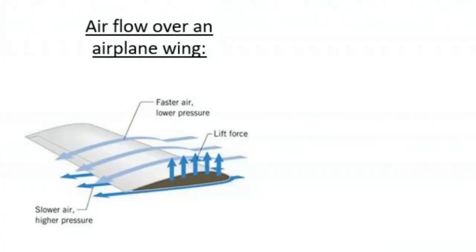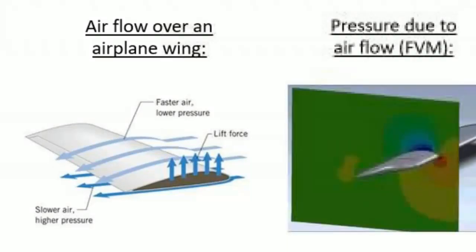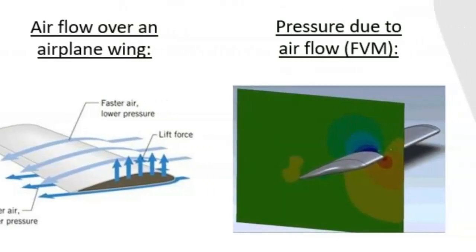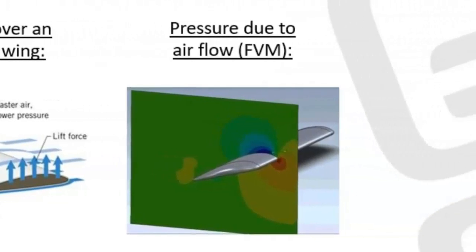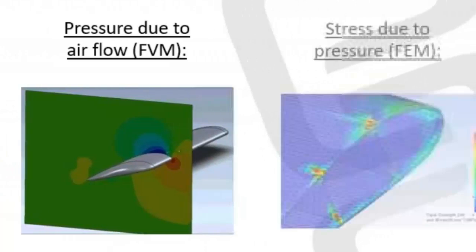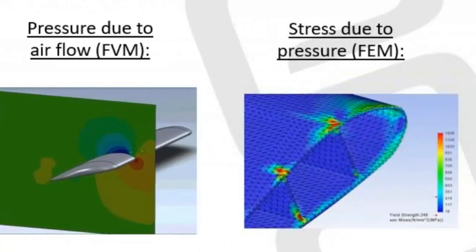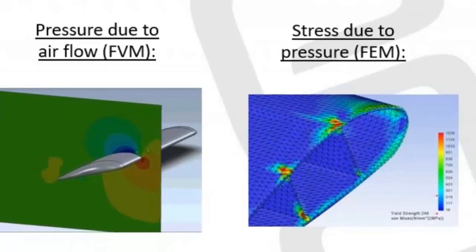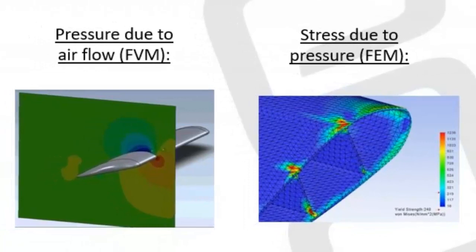So let's say air is flowing over a wing, then we can calculate from finite volume method what amount of pressure is being exerted by that air, and after finding the pressure from finite volume method, we can use those pressure values in finite element method and find out the exact location and values of stresses due to that pressure situation. So coupling of these two methods and getting the values of pressure is called as finite difference method.